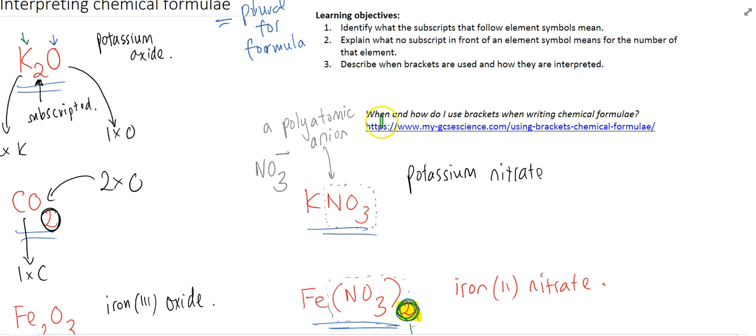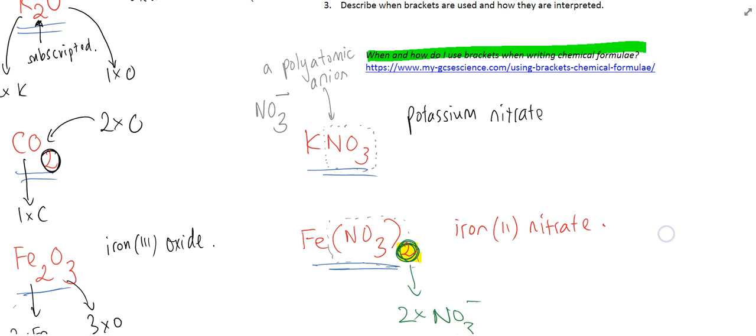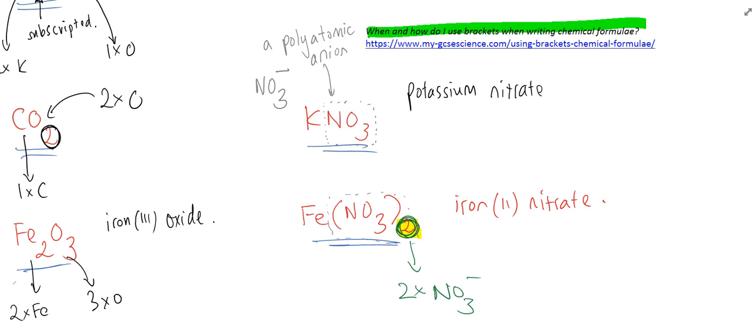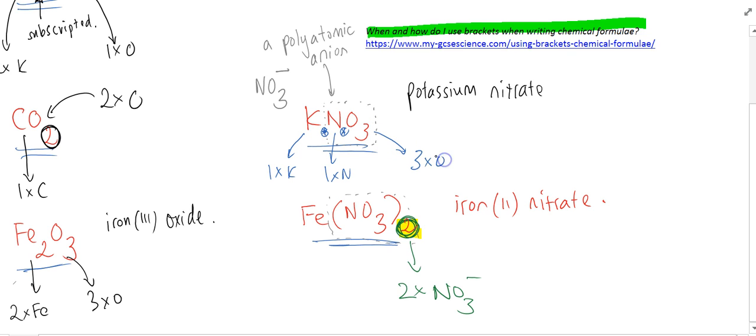Now, if you want to read further about when brackets are used, I would go to this link here. I'll put this link in the description for this video, so feel free to go there. But if we go back to this KNO3, potassium nitrate example, it's pretty easy to work out how many of each element there are. There's 1 potassium because there's no subscript after it, so I'll just asterisk this. There's no subscript after nitrogen either, which tells us there's only 1 nitrogen. And there's 3 oxygen atoms.